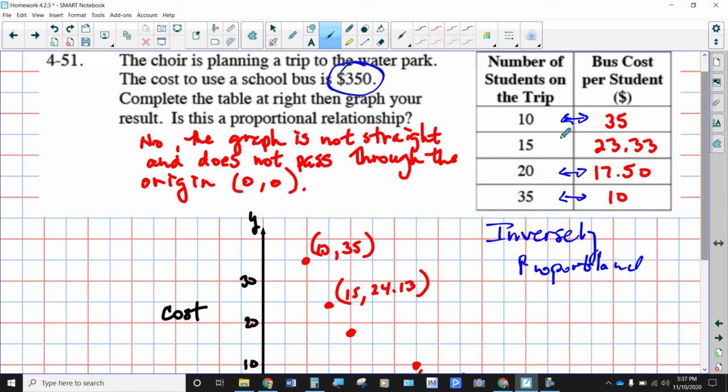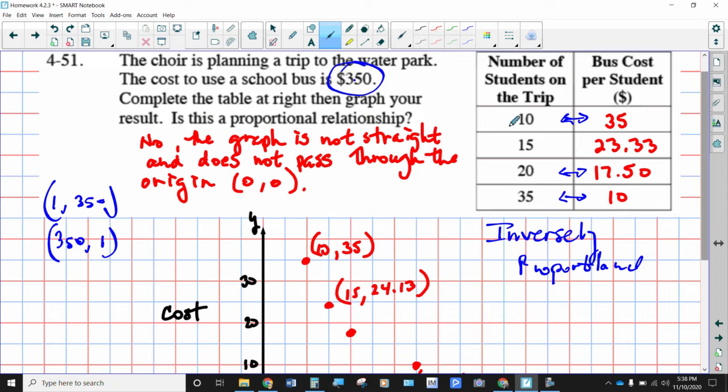So a situation like this is interesting because the cost of the bus is the cost of the bus. If nobody goes on the bus, then you're not going to even rent the bus. But if you rent it, somehow you got to cover that $350. So if only one person rides the bus, that one person pays all $350. If you were to squeeze 350 people on the bus, each one would pay $1. Not sure how you would do that, but maybe they're on the roof or something.